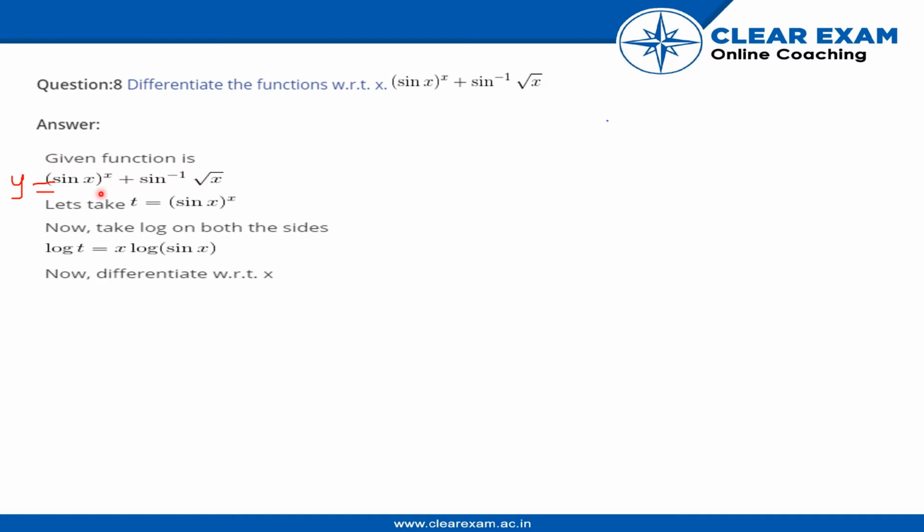Take the first term, (sin x)^x, and let it be t. Take the natural logarithm on both sides. Hence we get log t = x log sin x.